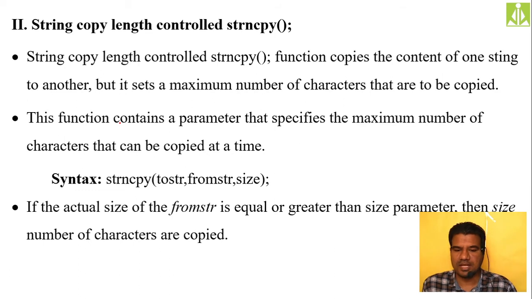Okay, so the next thing is string copy length control. Here you can specify how many characters you want to copy from the from string into the to string. Previously, the basic string copy function copies the entire string. But in string copy length control, you can specify the number of characters, for example, that I want to copy only 4 characters from the beginning, or only 5 characters from the beginning, from the from string into the to string.